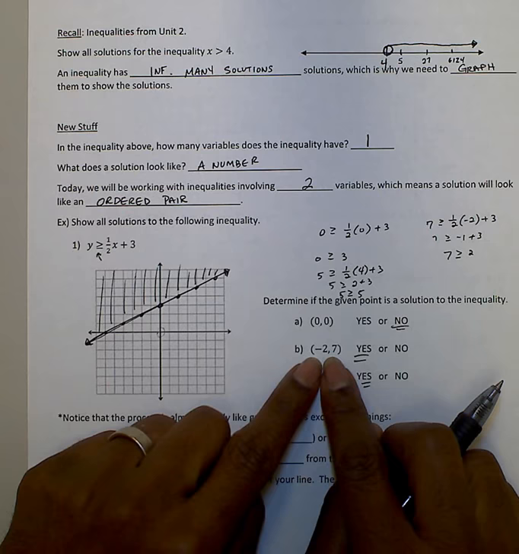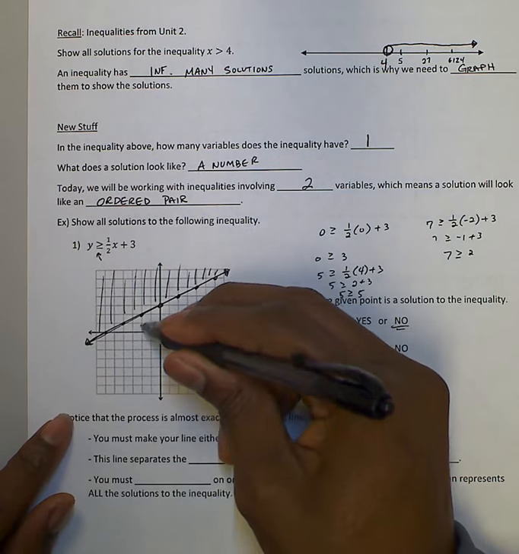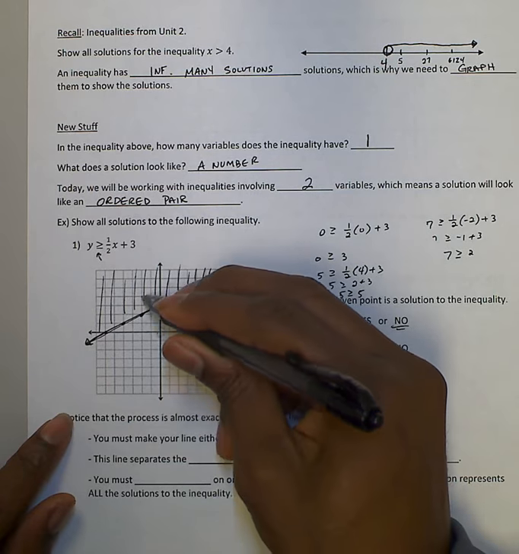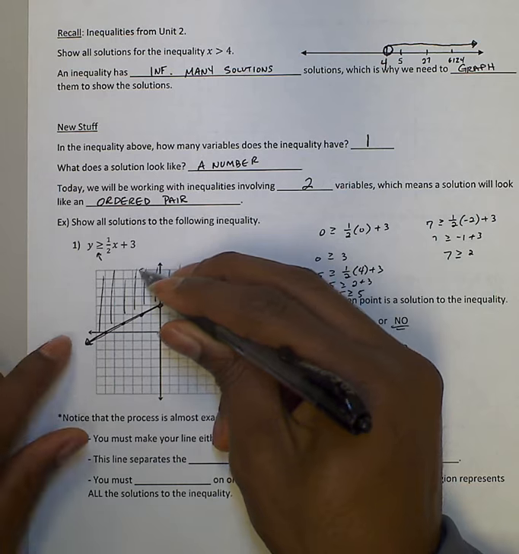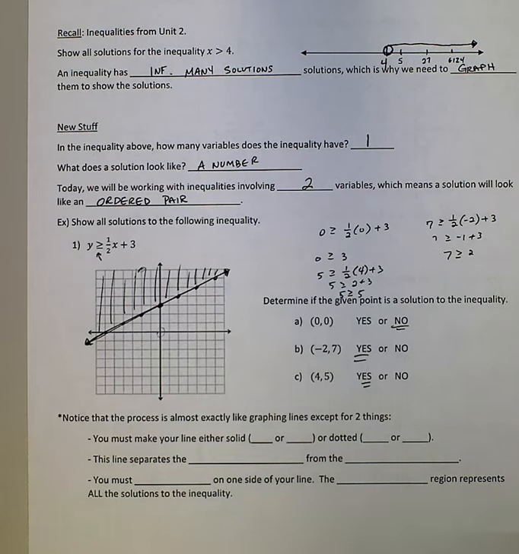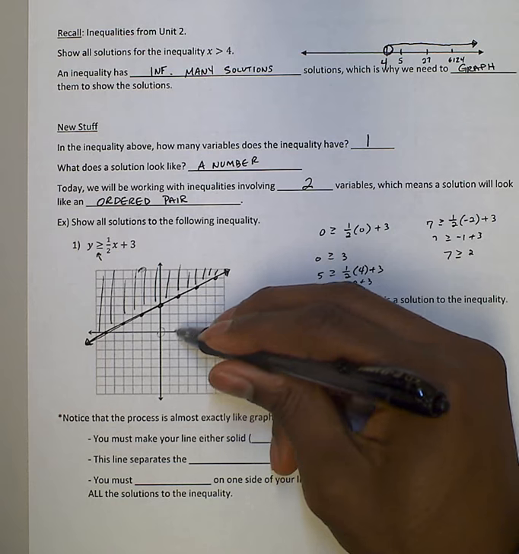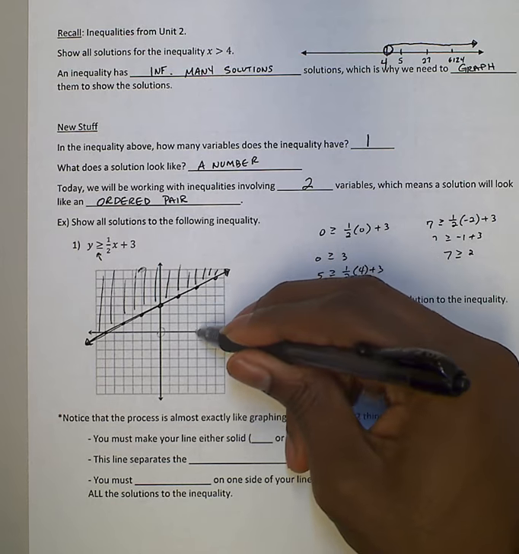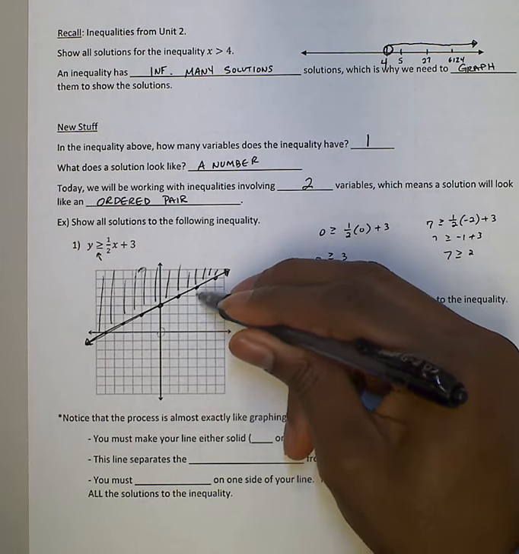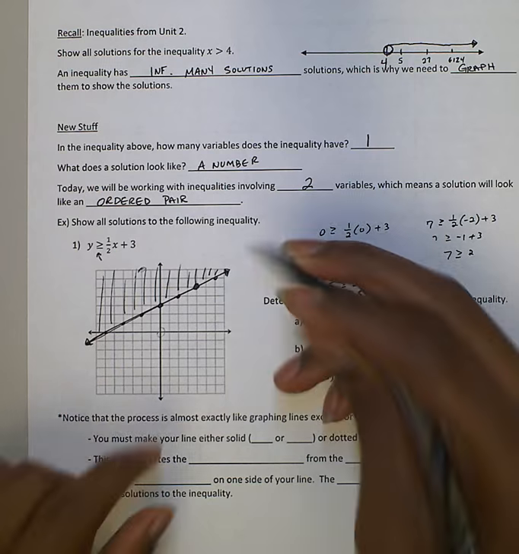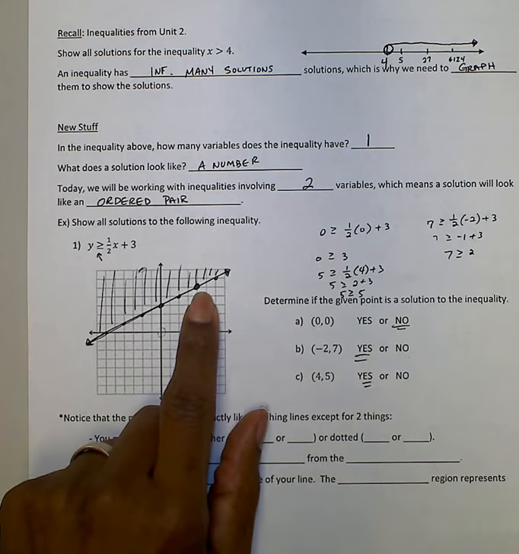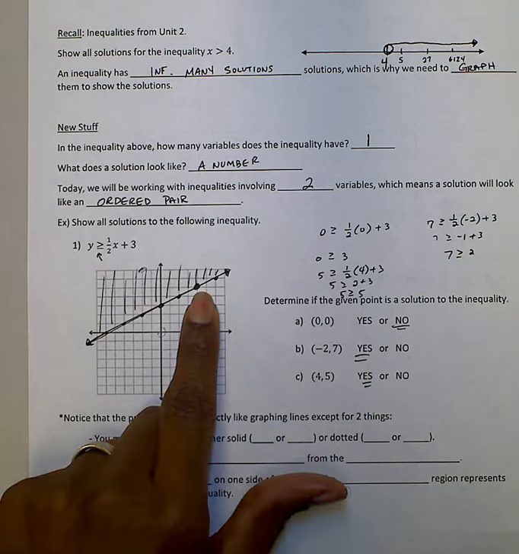(-2, 7). I go -2, up 1, 2, 3, 4, 5, 6, 7. Is that a solution? Yes, because it's in the shaded area. (4, 5). 1, 2, 3, 4, 5. Is that a solution? Yes, it's on the line, which is a part of the solution here because it's solid.